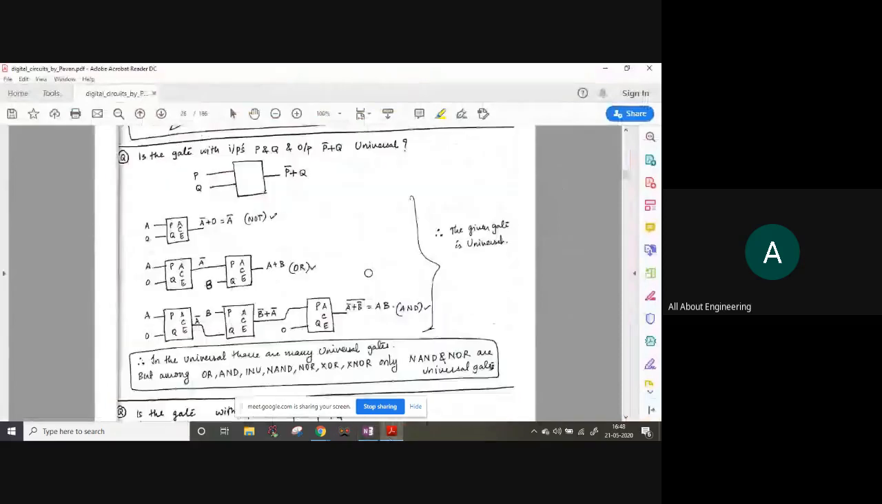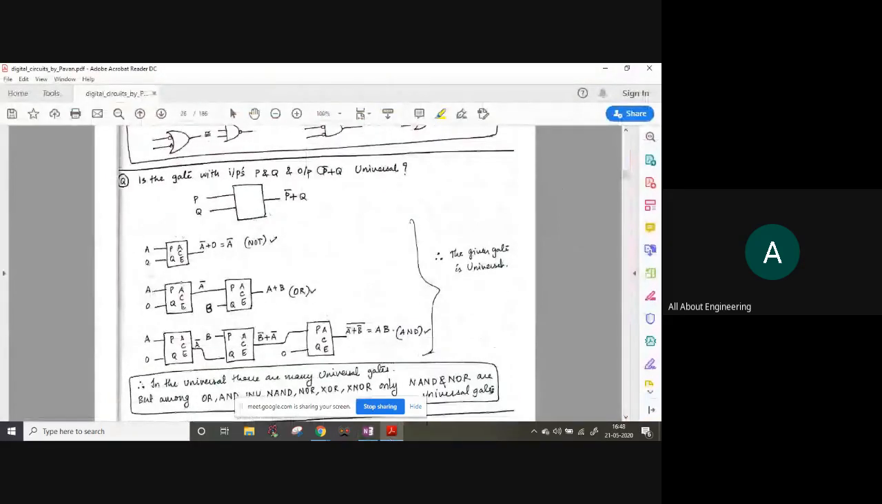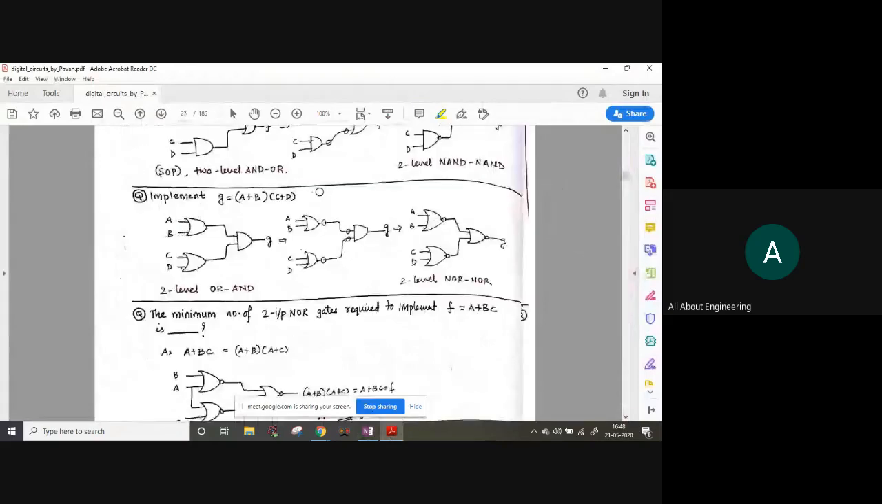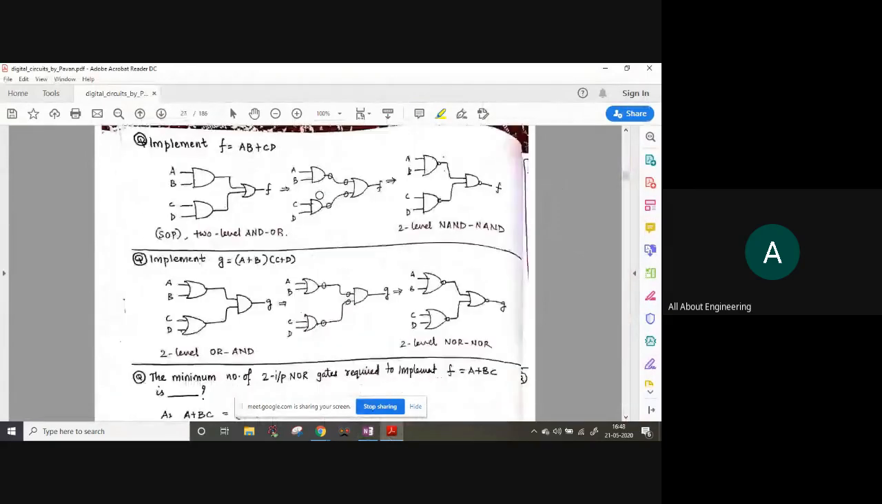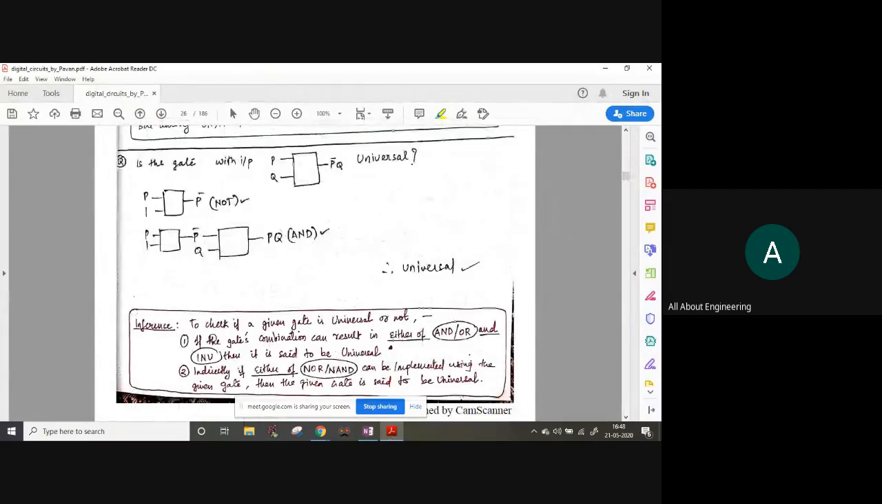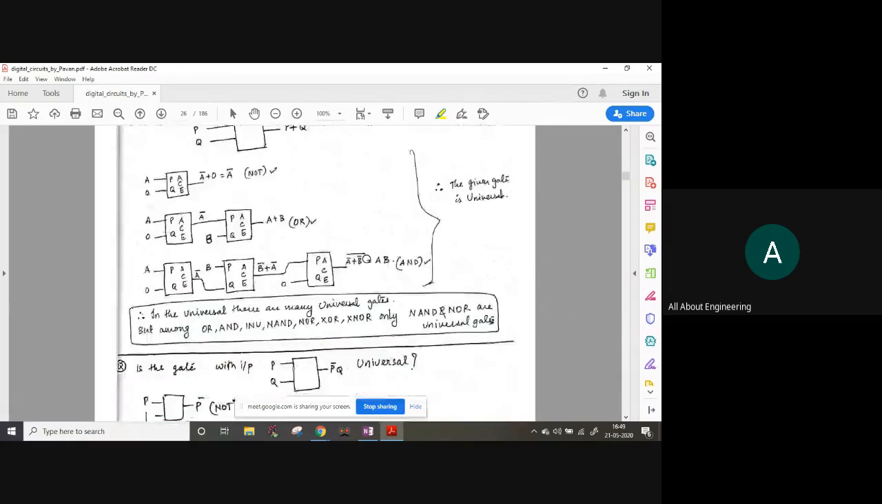Now let me explain about P plus Q or P bar Q, about these things. So these are numericals. See, inference. Inference is nothing but what you should learn from these things. If a gate combination can result in either AND, OR, or inversion, these three can be achieved. If these three can be achieved using any gate or any function, then that function can be called a universal function. So that is the motive of the explanation.